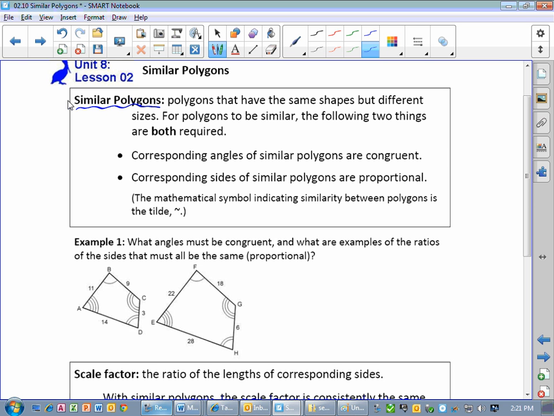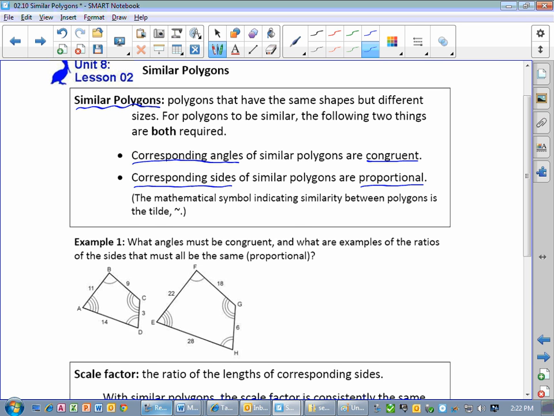Congruent meant same shape, same size. Similar means same shape, different size, so blown up or shrunk. For polygons to be similar, two things are required. First, corresponding angles of the similar polygons are congruent. And the second requirement is that corresponding sides of the similar polygons are proportional, which means that they satisfy that proportion. So when we cross multiply, we get the same thing.